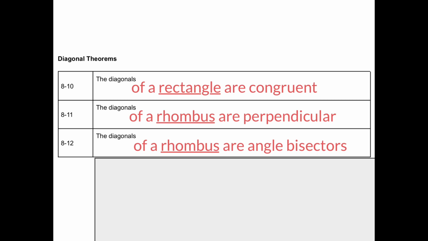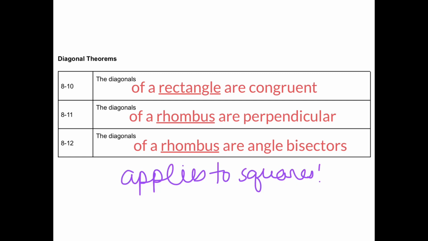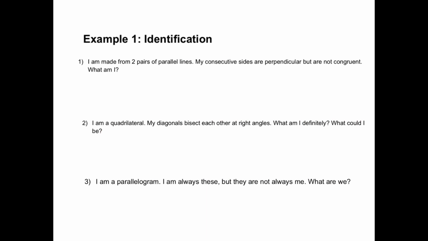The other thing to keep in mind here is that all of this applies to squares because a square is a rhombus, a square is a rectangle. So the square's diagonals are congruent. The square's diagonals are perpendicular where they intersect, and the square's diagonals are angle bisectors on the square. So the first task we need to be able to do is identify the quadrilaterals more specifically based on given information.